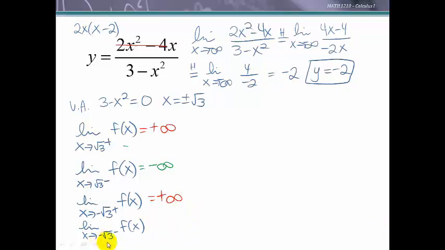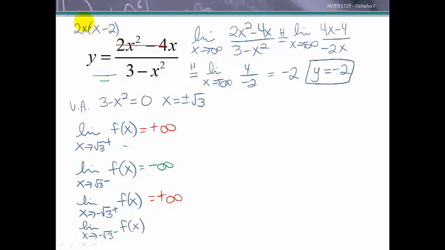Now let's approach from the left. So if we were at about negative 1.7, let's think of something like negative 1.8. If we take negative 1.8, by the time we square it, we will get a positive value slightly larger than 3. So 3 minus 3 will be negative.